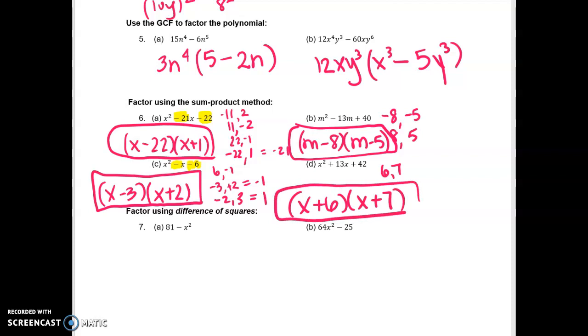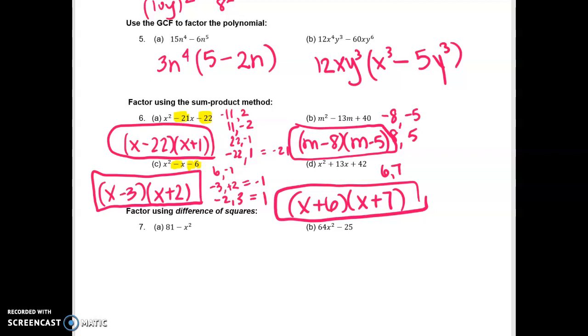And that's our answer. So remember, for these 4, those were all using the sum product method. And for that, we needed the variable in the front, the x squared term or the m squared term, to have a coefficient of 1. Okay, for the next section, we're going to use difference of squares.